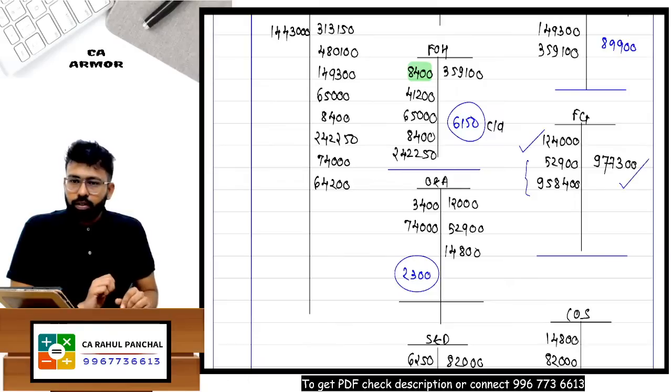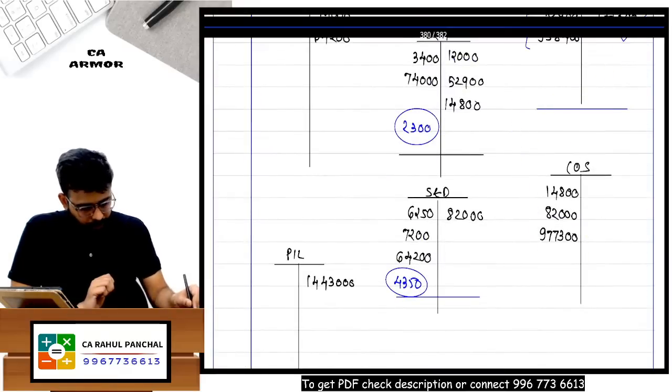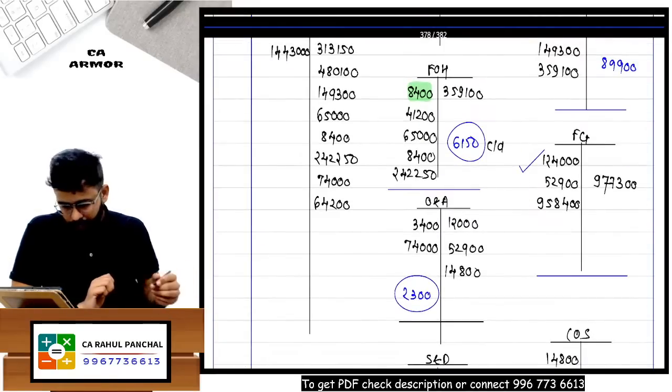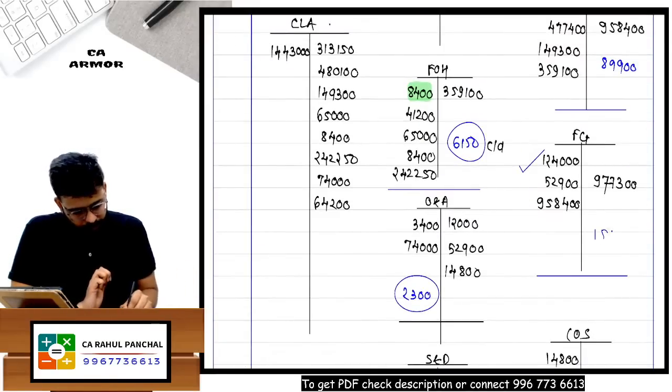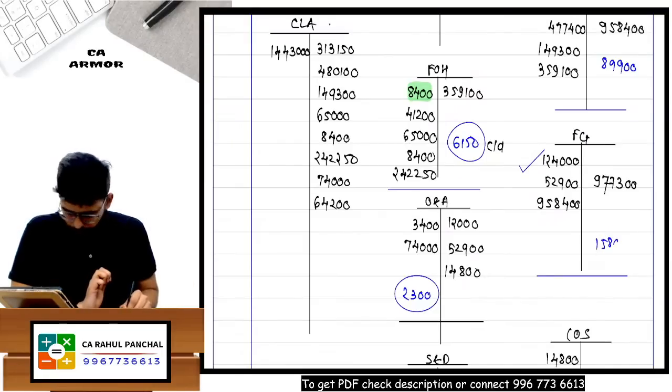Then if I close the finished goods account, there was some opening stock. Goods came, goods went out here. You can see this. So what will remain is the closing. If you close this account, you will get the closing value, and the closing value is 1,58,000. Done, sir. We got this also.